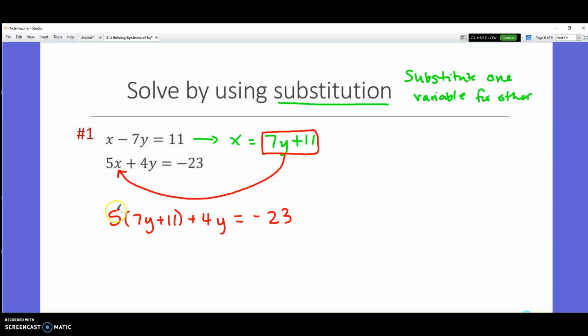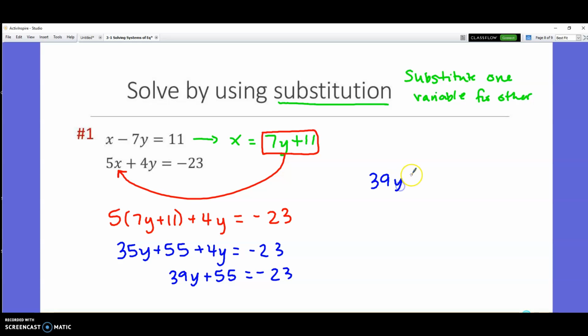Right here, I'm going to go ahead and simplify and then solve for y. So I would get 35y plus 55 plus 4y equals negative 23. Combine like terms here, 39y plus 55 equals negative 23. 39y would equal negative 78, and then y would equal negative 2.